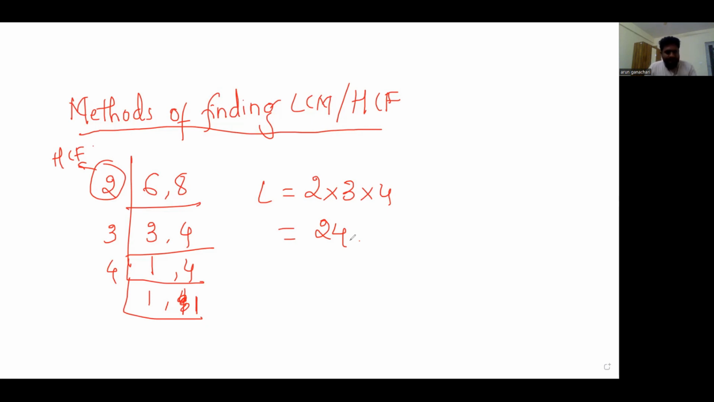So HCF will be 2, sir. HCF is 2 because that is a number which will divide both our numbers. Whatever number divides both our numbers, that is called HCF. Okay.